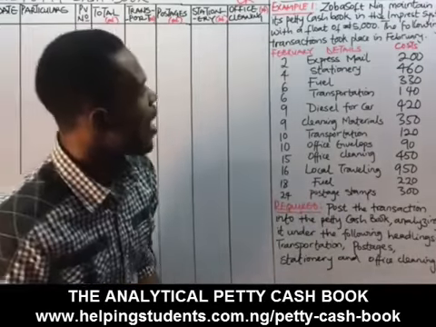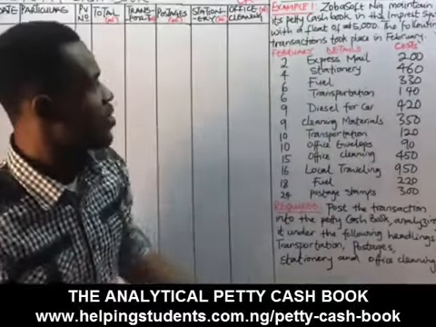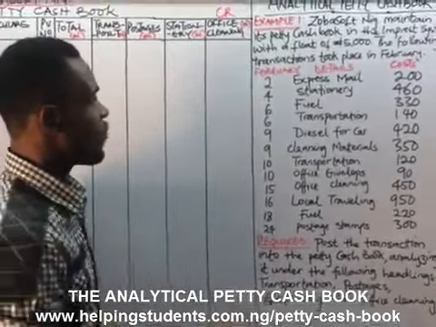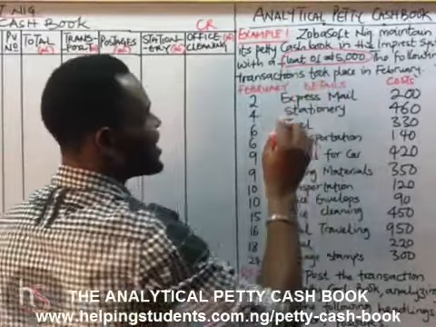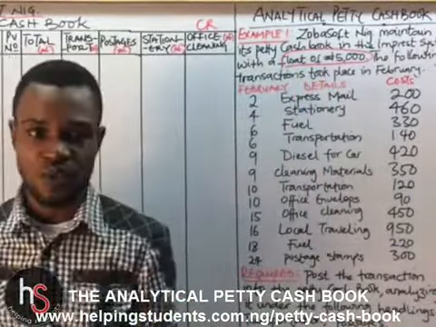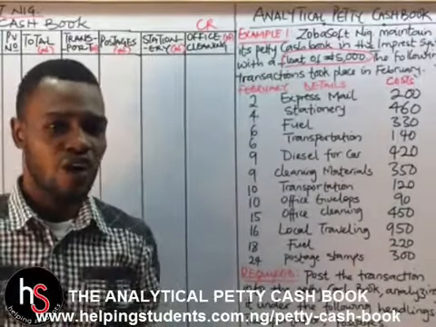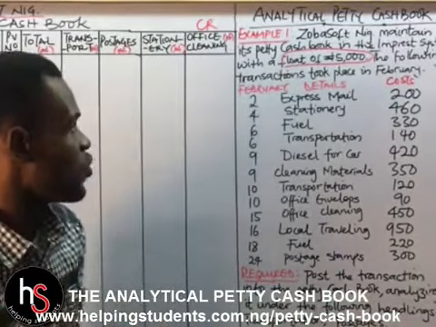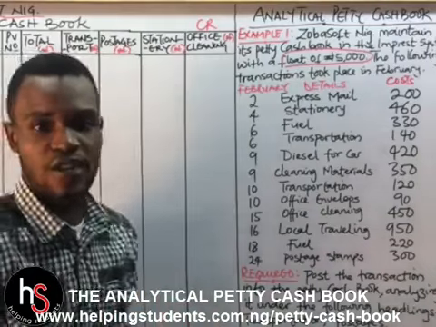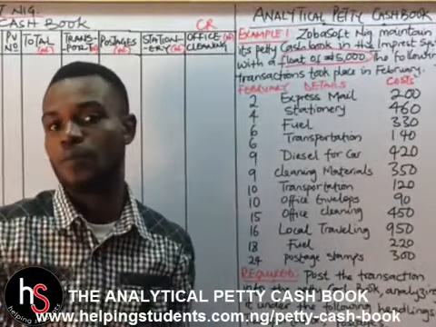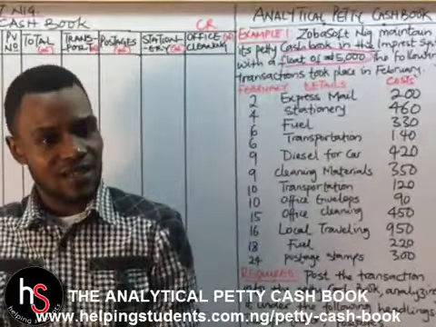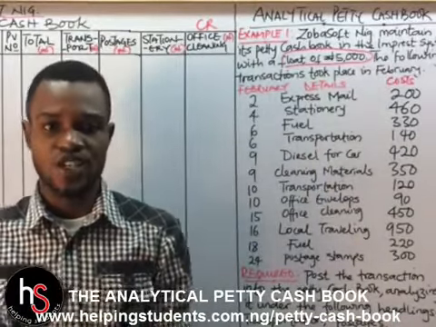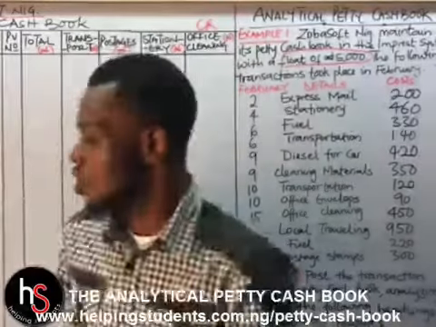Now, we have a float of 5,000. Take note of that. This 5,000 naira float will be recorded on the debit side of the cash book. It will be recorded on the debit side of the cash book. To know the reason why it is done this way, please ensure you read that blog post on our website, helpingstudents.com.ng/petty-cash-book. Okay? So let's go on.